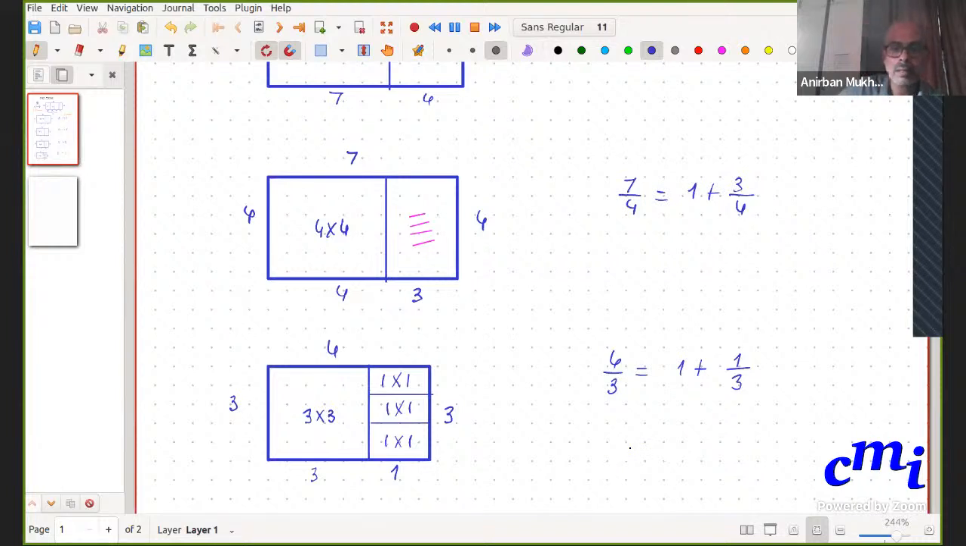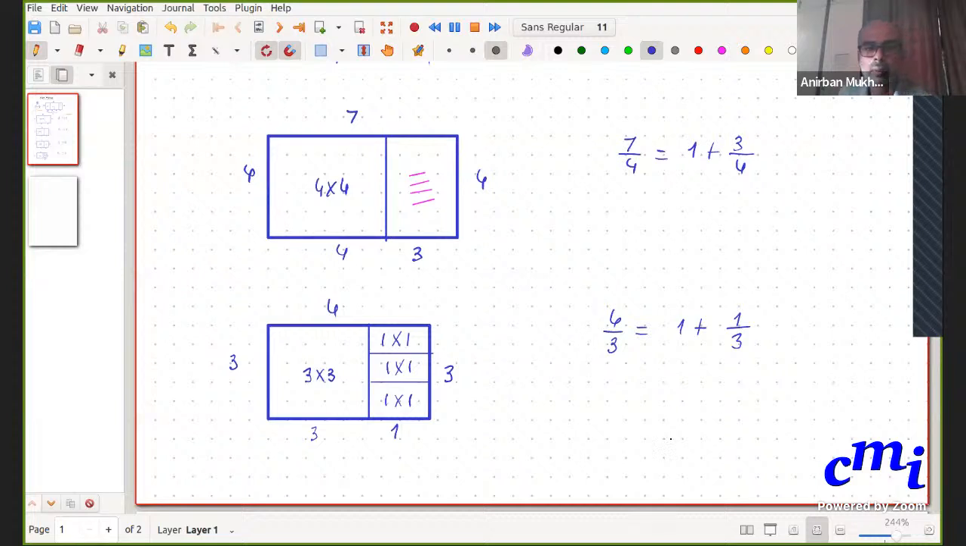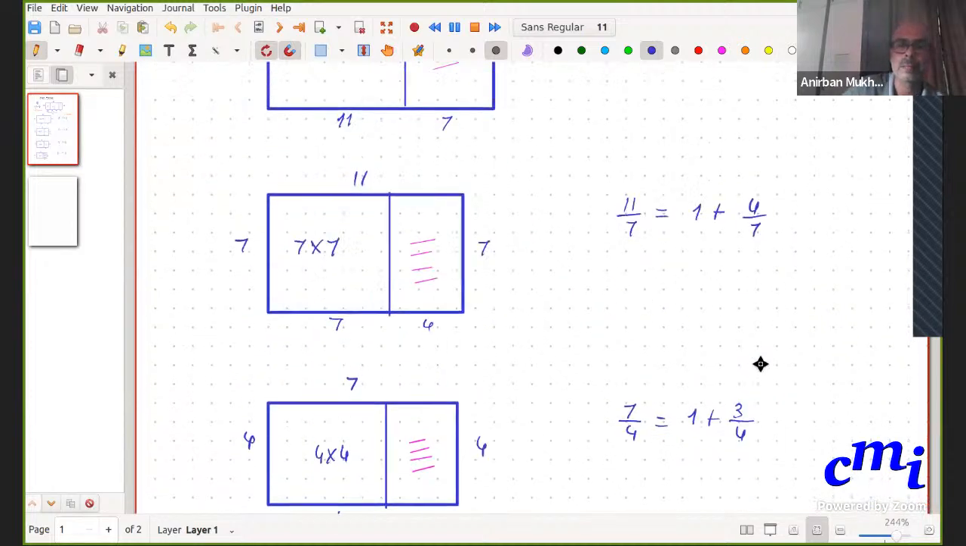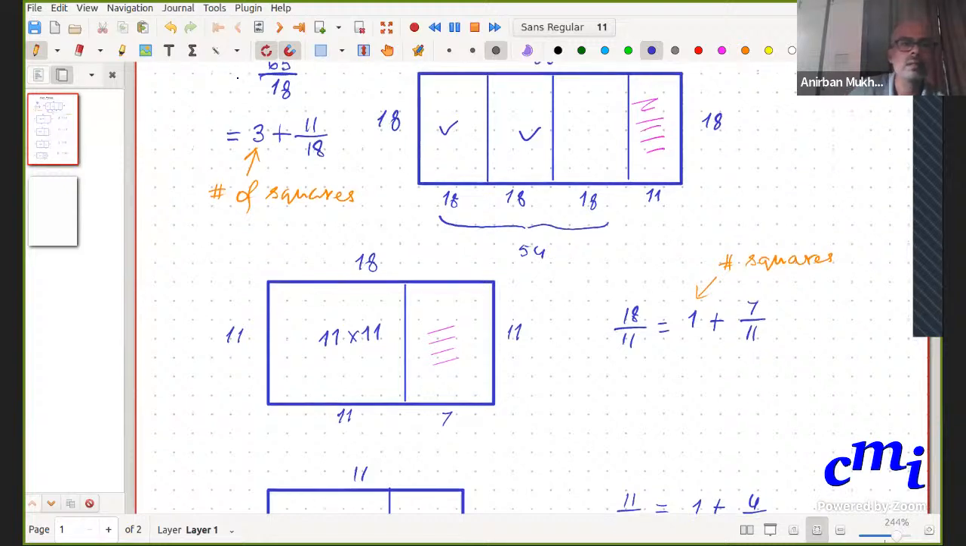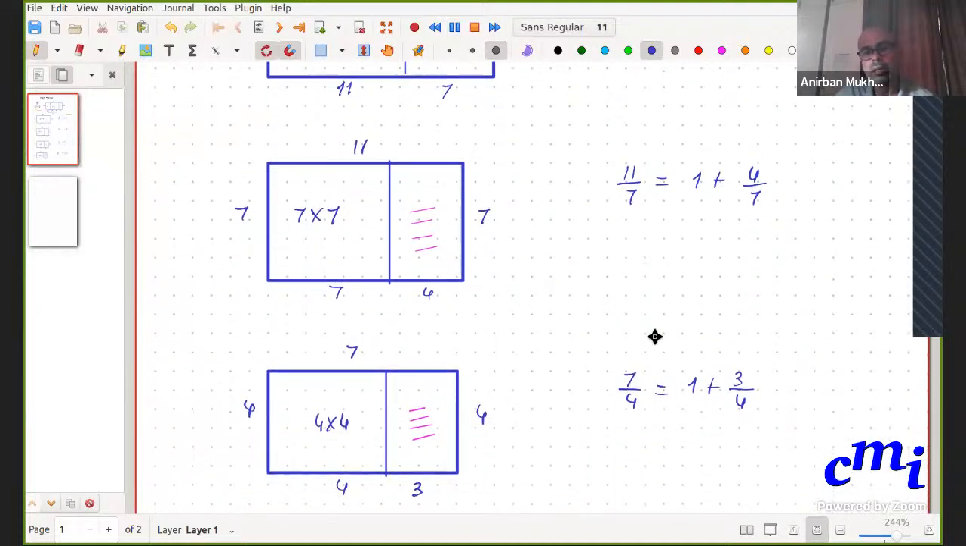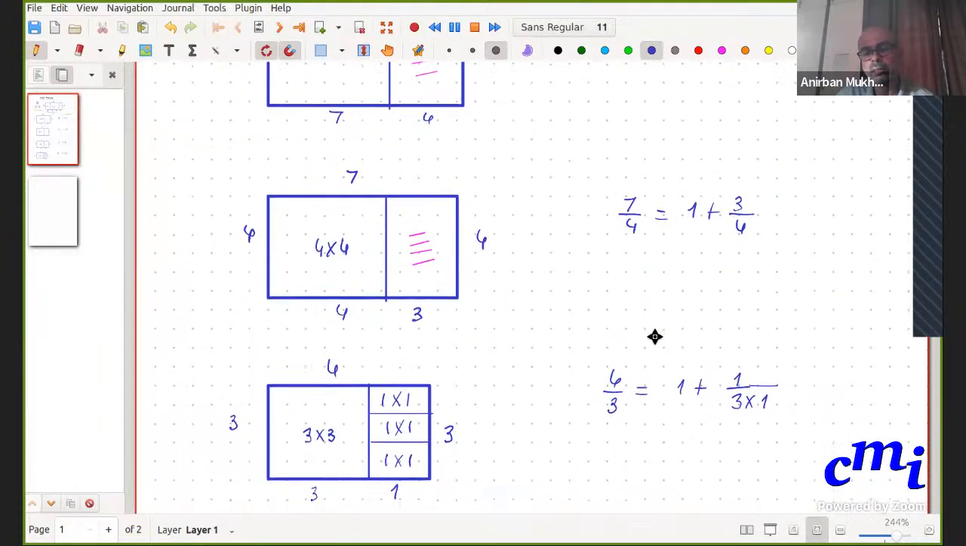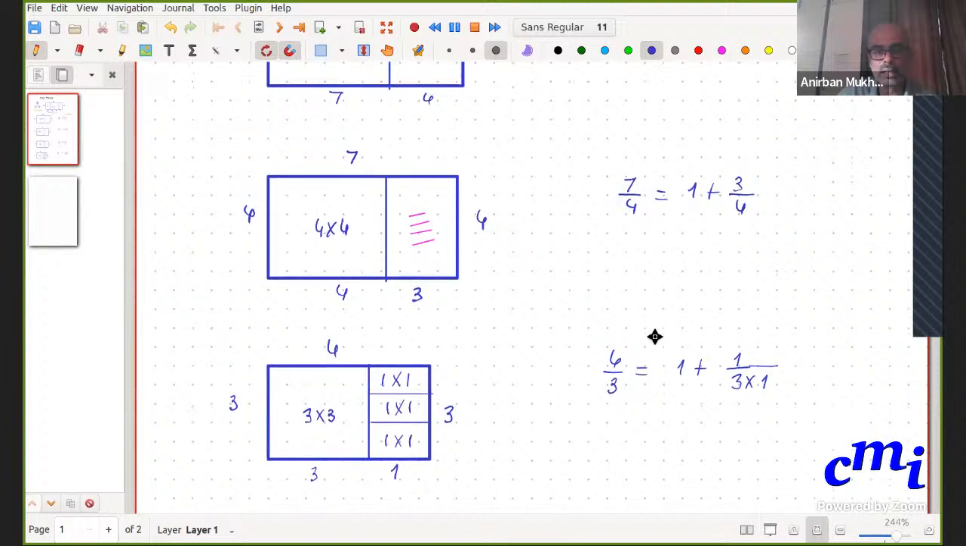So these are the number of tiles we used. The last one is also the number of tiles. I would just write it as 3 cross 1. So we have used a total of 3, 1, 1, 1, and 3. This is the number of tiles we used.